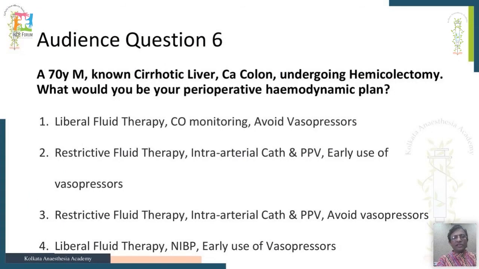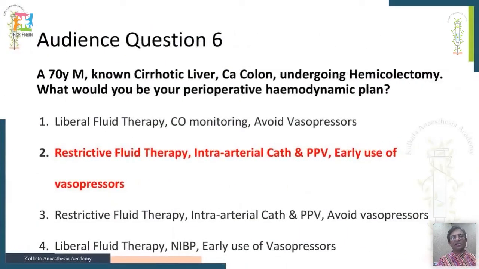Hemicolectomy, cirrhosis, hemodynamic goals. I think by these last few slides, you should have got this: restrictive fluid therapy. You would put low threshold for an intraarterial catheter, look at pulse pressure variation to guide, and early use of vasopressors and possibly greater use of vasopressors.